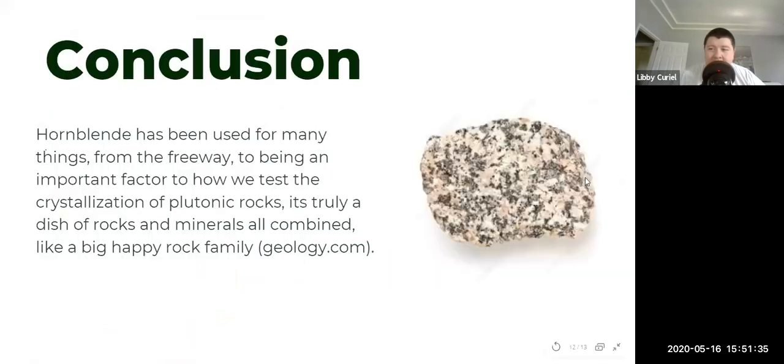Now into the conclusion about hornblende itself. Hornblende has been used for many things, from the freeway to being an important factor to how we test the crystallization of plutonic rocks. It's truly a dish of rocks and minerals all combined like a big happy rock family, of course. So Dwayne the Rock Johnson, I think I found your uncle. Check out more at geology.com.